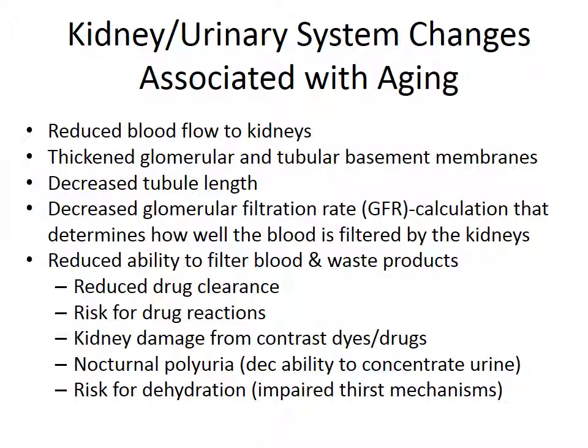The kidney and urinary system changes that are associated with aging include the following: reduced blood flow to the kidneys, a thickened glomerular and tubular basement membrane, decreased tubule length, decreased glomerular filtration rate, which is a calculation that determines how well the blood is filtered by the kidneys, and the reduced ability to filter blood and waste products. This consists of reduced drug clearances, risk for drug reactions, kidney damage from contrast dyes and drugs, nocturnal polyuria, in other words, increased urinary output at night due to the decreased ability of the body to concentrate urine, and the risk for dehydration due to impaired thirst mechanisms in the elderly.